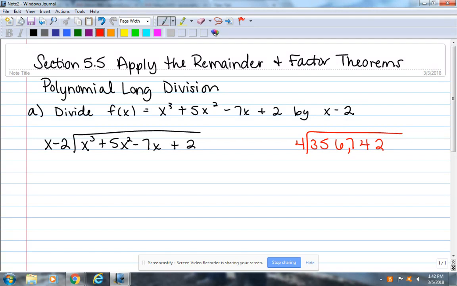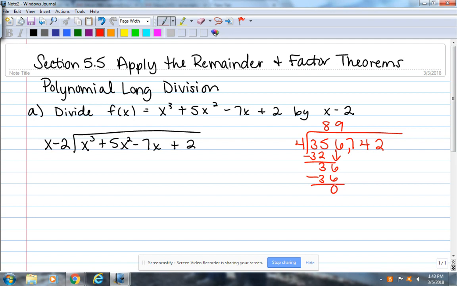Well, guess what? 4 doesn't go into 3, right? So you'd get the next digit, and you'd say, how many times does 4 go into 35? 8 times. So you'd put the 8 on top. And then you would multiply 8 times 4, and you'd get 32. Then you'd subtract them, and 35 minus 32 is 3. And then you would bring down the 6. And then you'd say 4 goes into 36 how many times? 9 times. 9 times 4 is 36.